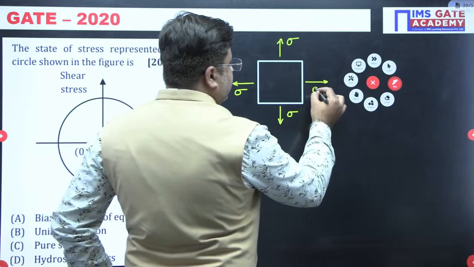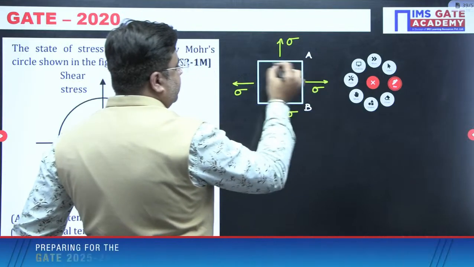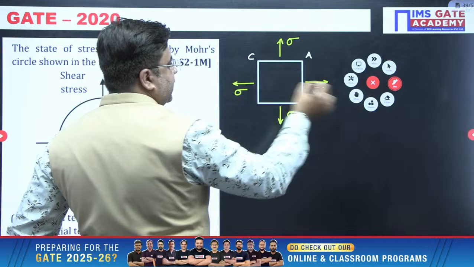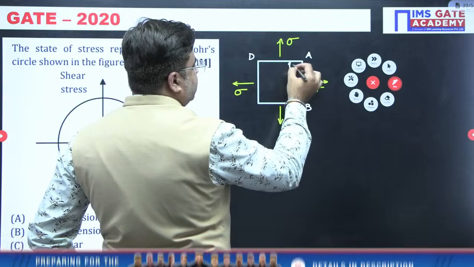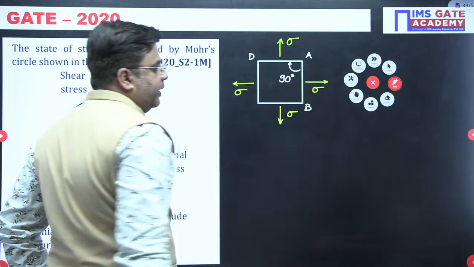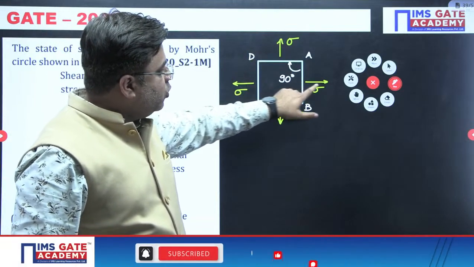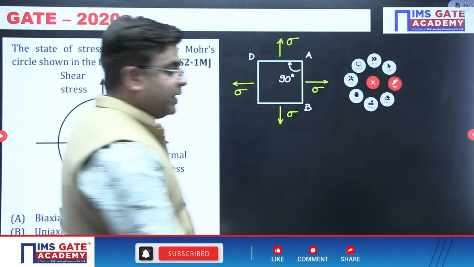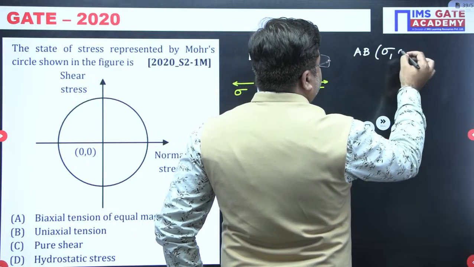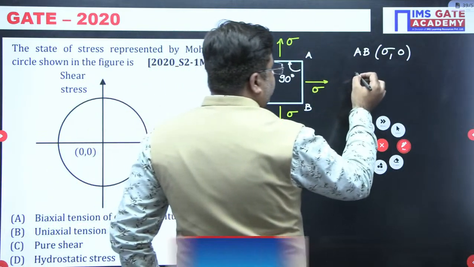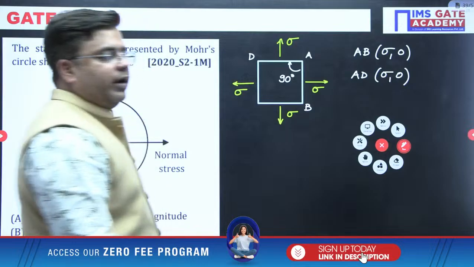For this biaxial tension, if you remember how to draw the Mohr circle, first of all consider two planes which are mutually perpendicular to each other in the clockwise direction, meaning this angle should be 90 degree, right? So what are the coordinates for plane AB? You can observe this for plane AB. Only normal stress is acting, there is no shear stress acting. So for plane AB, the coordinates will be sigma comma 0. Now come to this plane AD. For plane AD, again there is no shear stress, only normal stress is acting.